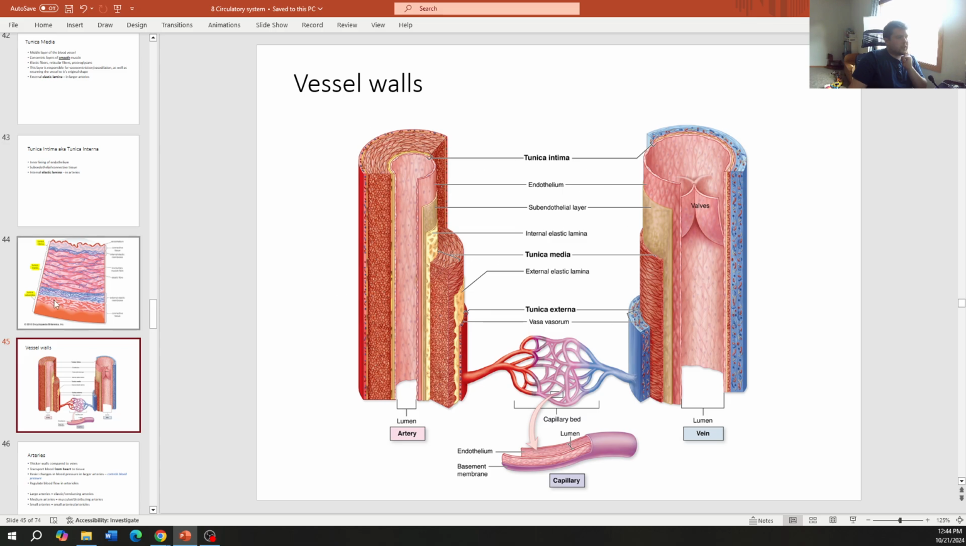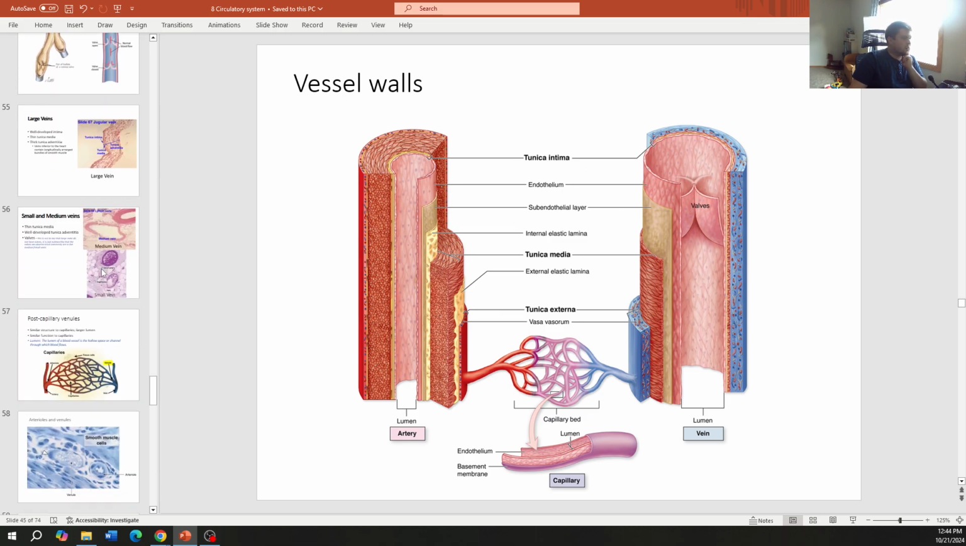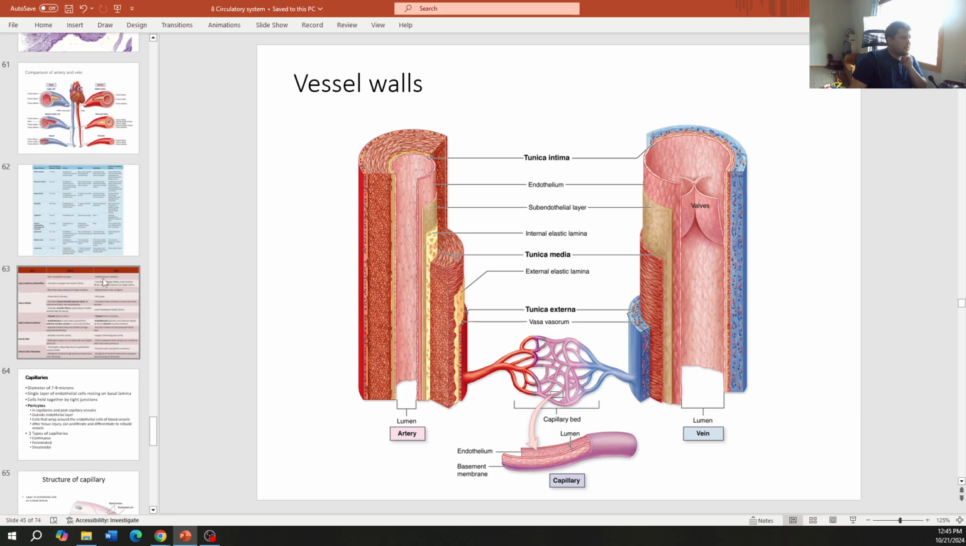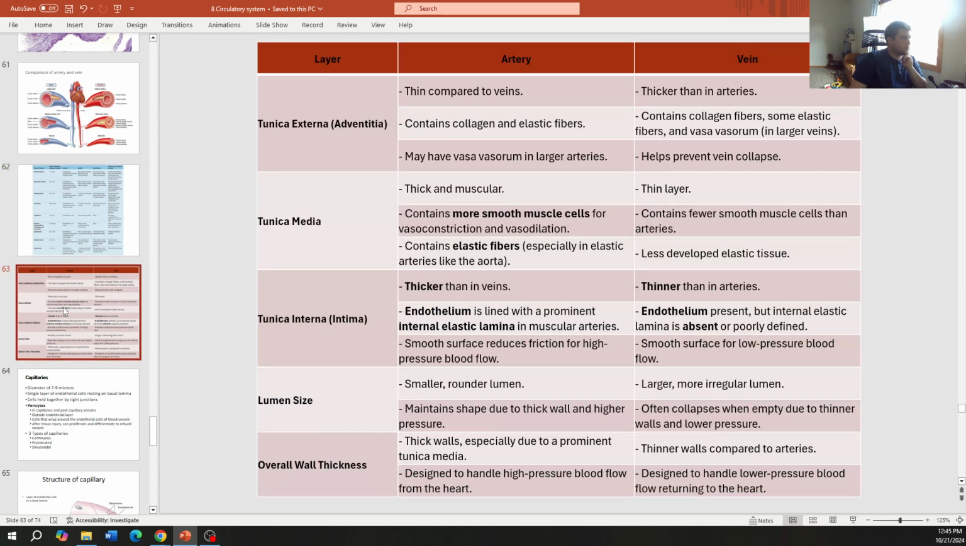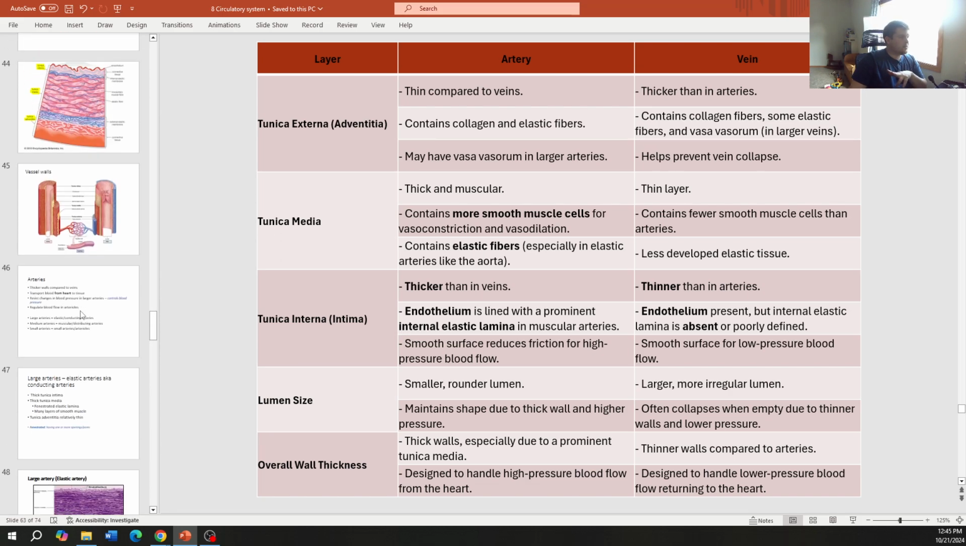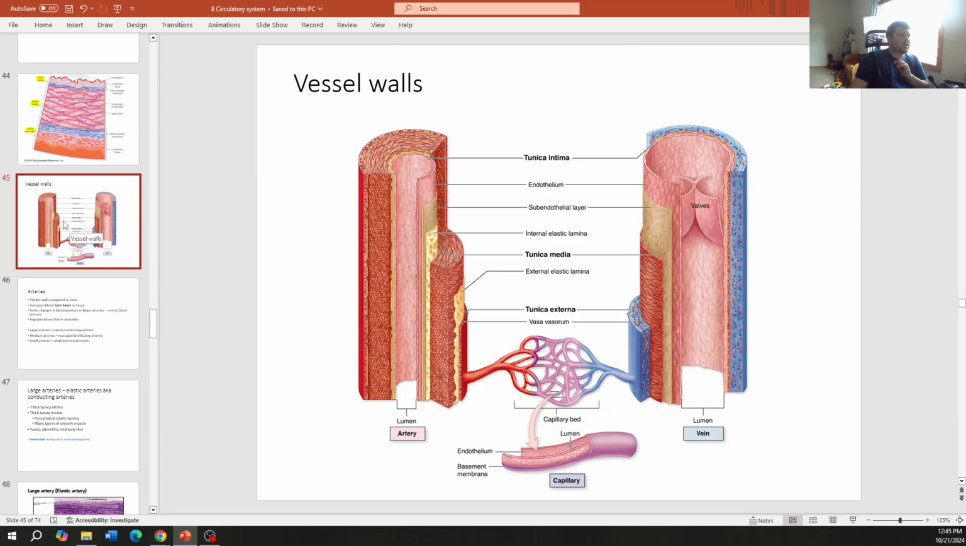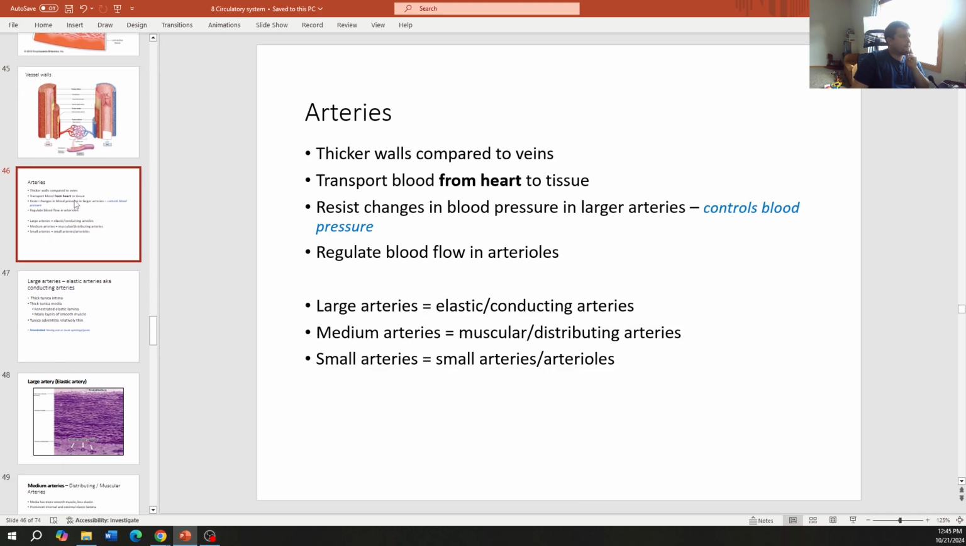This picture is really, really good. I have a couple of charts a little bit later on that really cover a lot of the differences. Specifically, this chart right here is really good. This compares the different layers and the different components of arteries versus veins. Big things to note. In arteries, the tunica media is much, much larger than in the veins. And in the veins, the tunica adventitia is larger than in arteries. That's like the main thing that you get asked about.